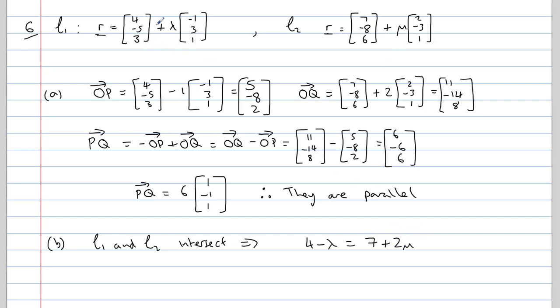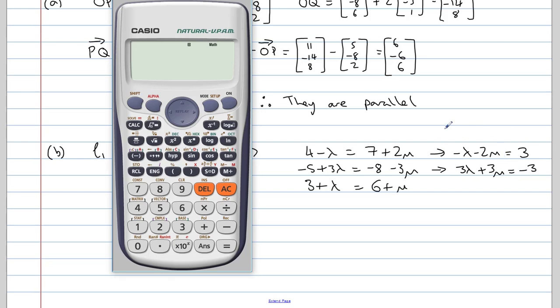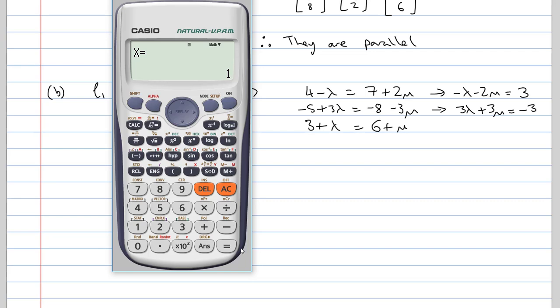Then we look at the y parts, -5 plus 3 lambda must be equal to -8 minus 3 mu. And finally, 3 plus lambda must be equal to 6 plus mu. So from here, I'm just going to put these into my calculator using the equation mode. A and B are the values of lambda and mu, and C is the constant. And that gives us lambda is 1 and mu is -2.